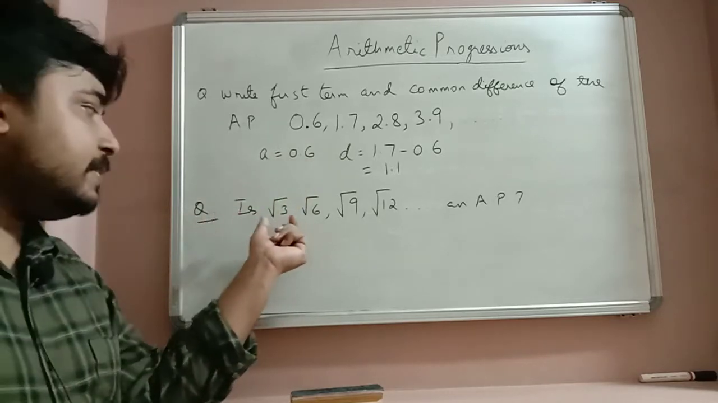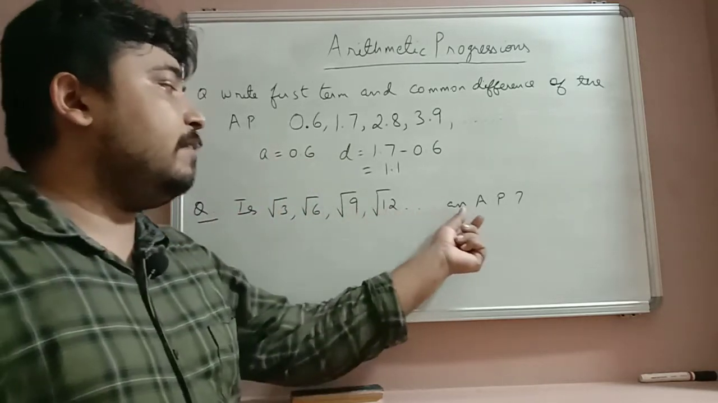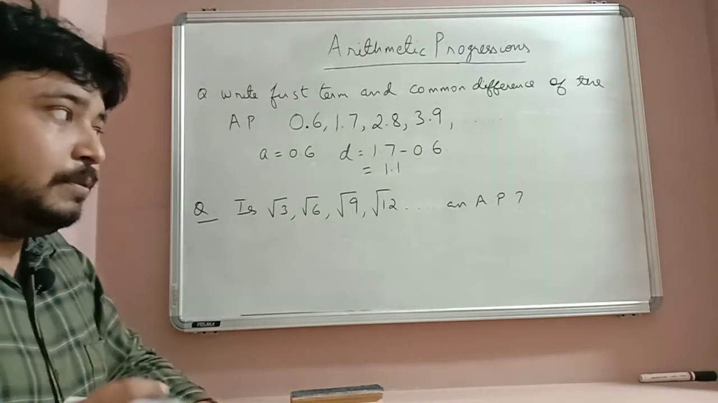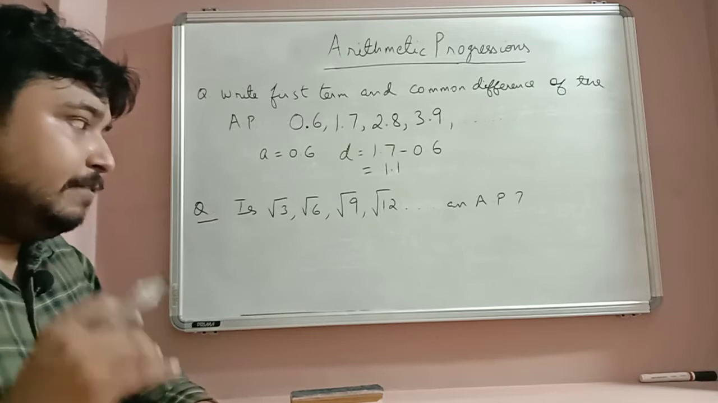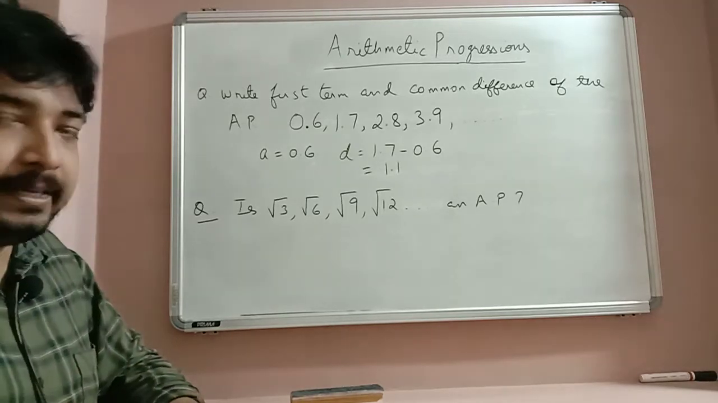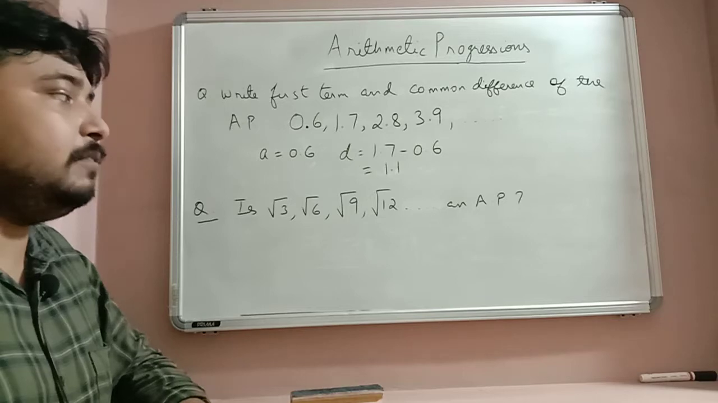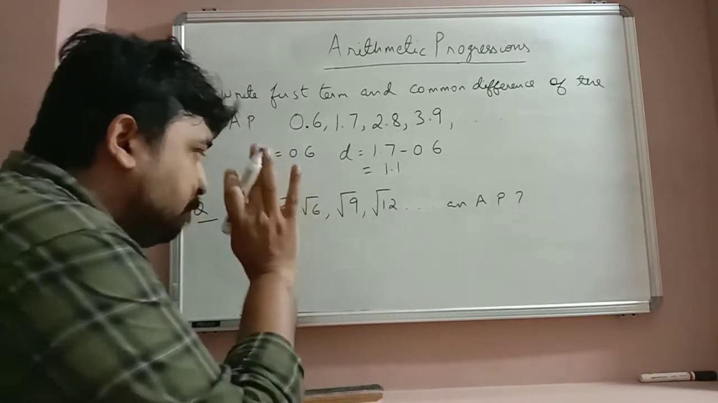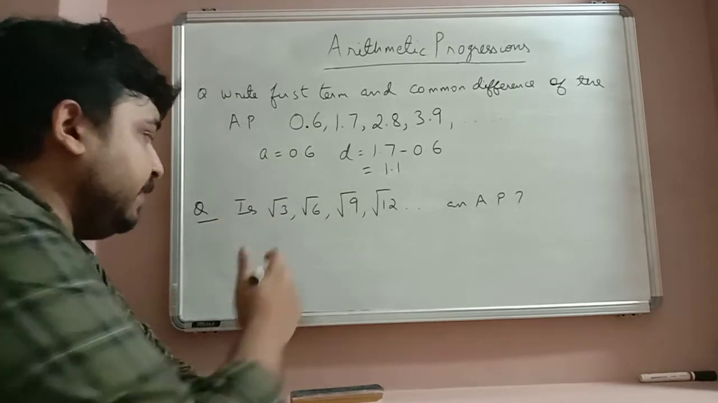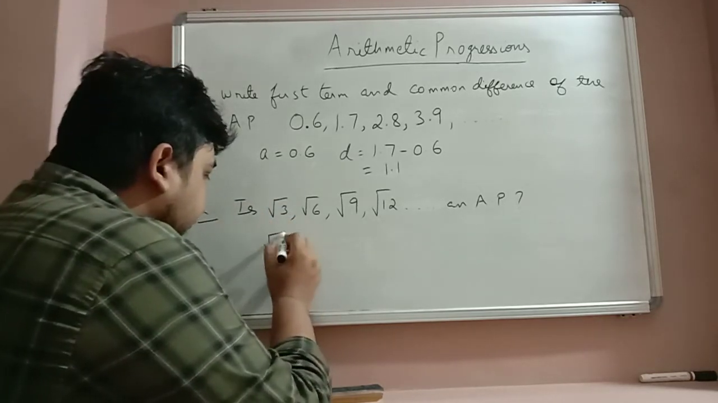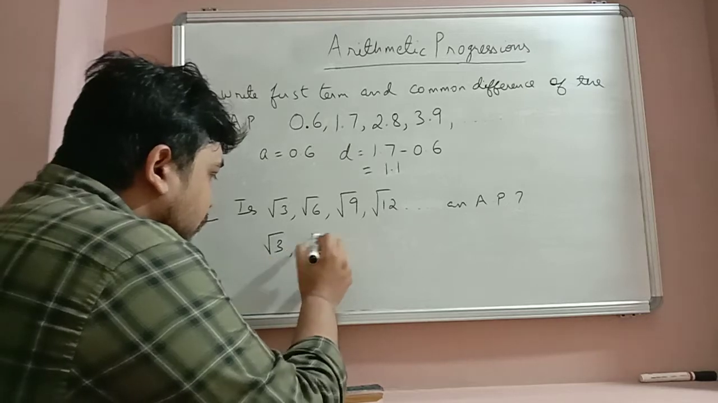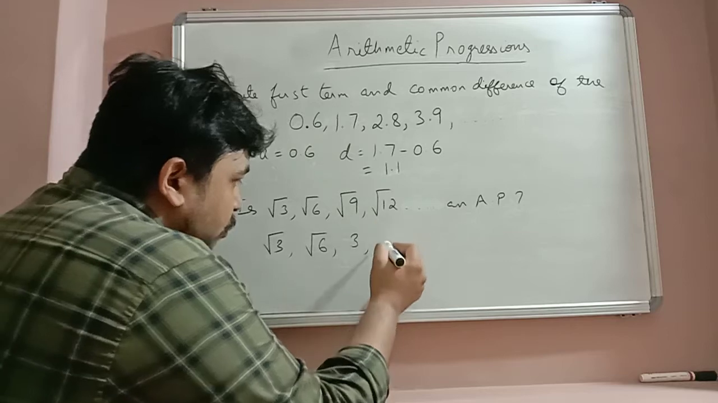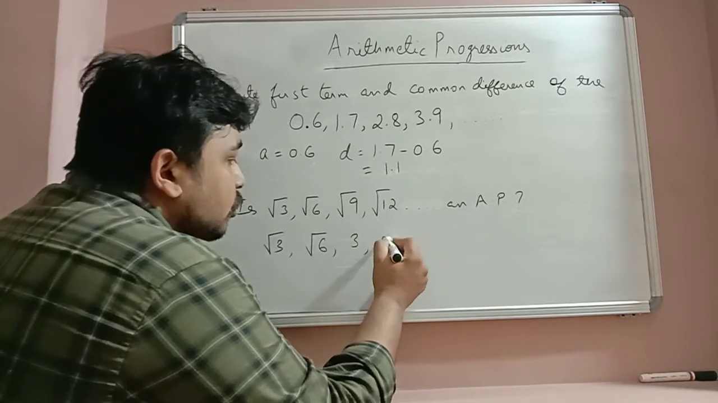Now the second question says, is root 3, root 6, root 9, root 12 an AP? Now we just need to find the difference between any two consecutive terms, and if this difference comes out to be constant, then definitely this is an AP, otherwise no. Now these are surds. Now let's simplify those surds which can be simplified. So I can write this list of numbers: root 3, root 6 cannot be simplified, root 9 is 3 itself, and root 12 can be written as 2 root 3.